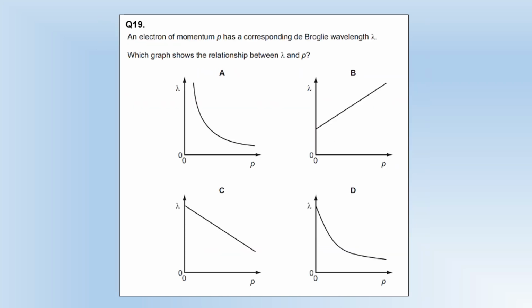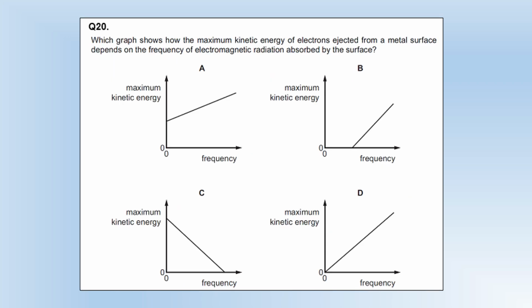So electron momentum has corresponding de Broglie wavelength lambda. Which graph shows a relationship between lambda and p? Well, wavelength is inversely proportional to momentum, so it's going to be option A. Which graph shows how the maximum kinetic energy of electrons from a metal surface depends on the frequency of radiation absorbed? So the first thing is we should be seeing a threshold frequency, so there should be no emissions up to the point where you get a certain frequency and then we start getting emitted, and that's only shown by option B. All the other ones don't show a threshold frequency.